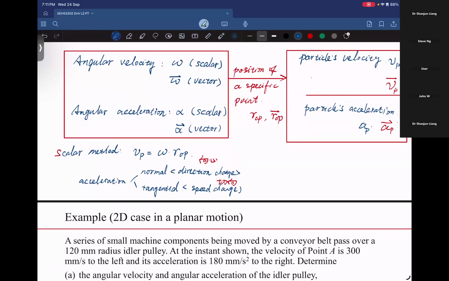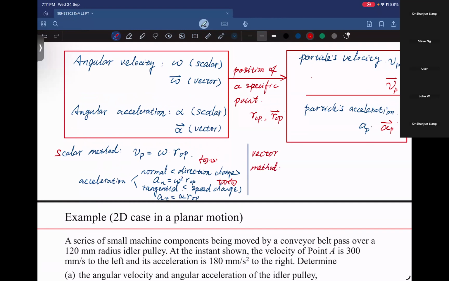So for the normal direction, normal acceleration is omega square ROP, right? The tangential acceleration at is just alpha ROP, right? And this is a scalar method. So we also have what we call the vector method, right?